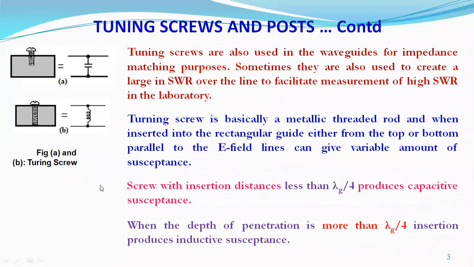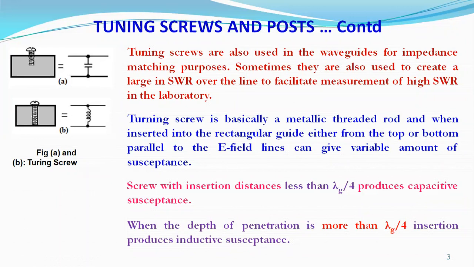Then coming to the tuning screws and posts, that was also explained last class. To create a susceptance in the rectangular waveguide, that means to give a capacitance or inductance effect, we are using the tuning screws and posts. So tuning screws, now see the rectangular waveguide here. This is the side view of the rectangular waveguide. On the broader side of the rectangular waveguide, we are inserting a metallic screw.